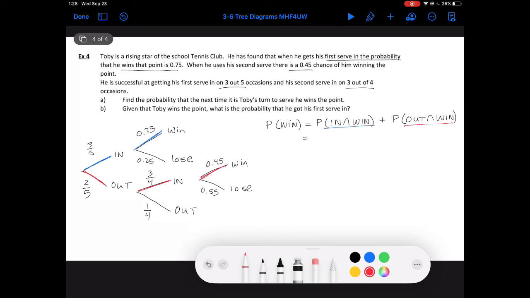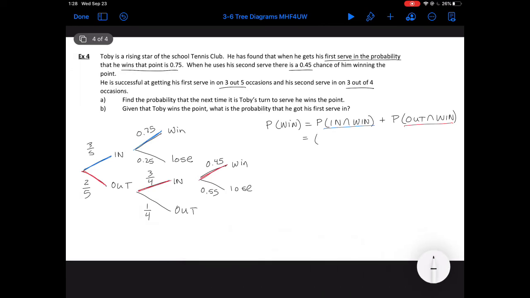Okay, so we've got a red pathway and a blue pathway that we're going to multiply together using our product rule. So this first one would be 3 over 5 times 0.75. Our second one has 3 pieces to multiply together, 2 over 5 times 3 over 4 times 0.45. Multiplying all those together is going to give us 117 over 200, or you can change that into a decimal. And this is our A.